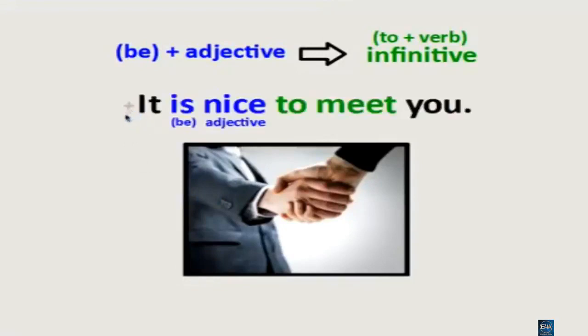So we say, it is nice to meet you. Even in this basic sentence, you can see the grammar. We use the verb to be, is, adjective, nice, and then the infinitive, to meet you, right? So even in the basic sentence, we can see this grammar. But this works in all contexts.